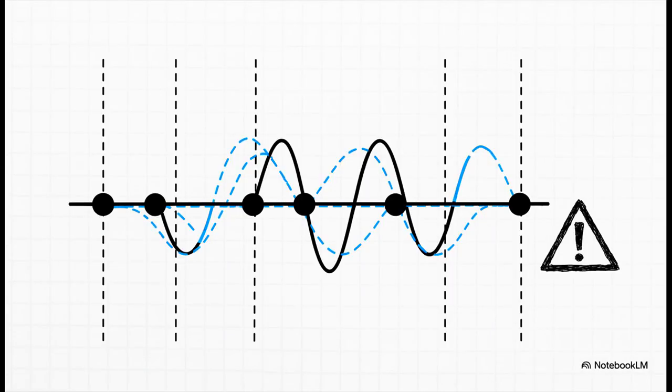So what happens if you break that rule? If you sample too slowly? Well, something really weird happens. You run into this problem called aliasing. And it's wild. It literally creates sounds that didn't even exist in the original recording.